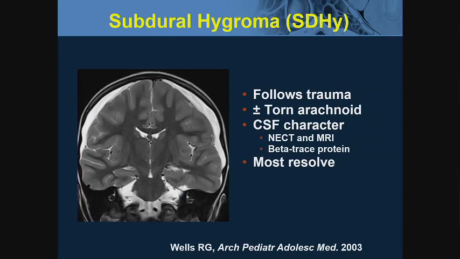A subdural hygroma occurs with trauma. It is a torn arachnoid through which CSF leaks into the subdural space. And so it typically has CSF character on both non-contrast CT and MR. And if you look at the fluid in this subdural hygroma, it contains beta trace protein, which is the marker for CSF.